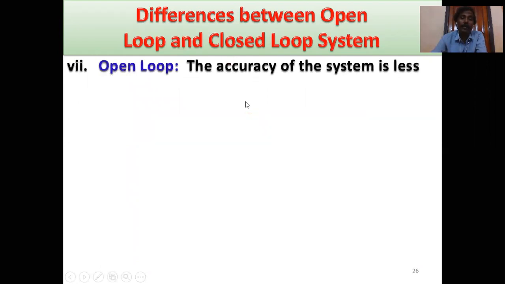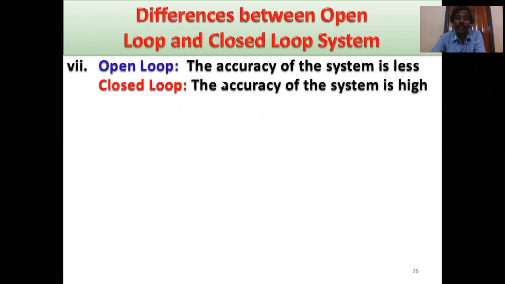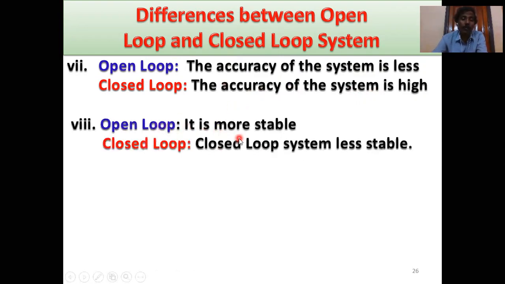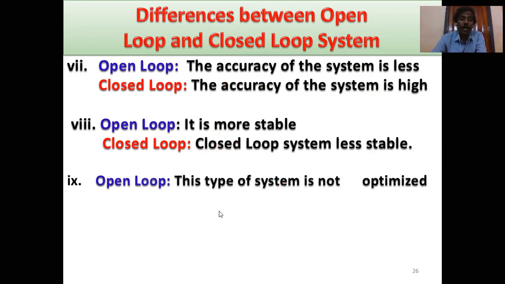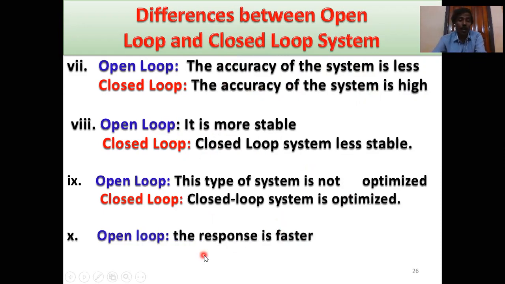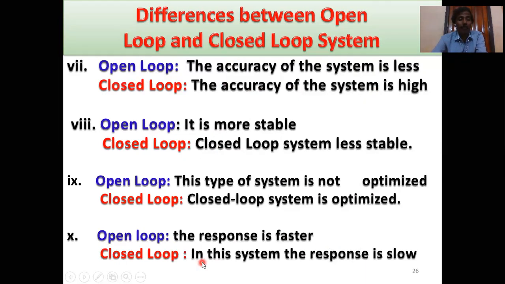Another difference: the accuracy of the system is less for open loop systems, and the accuracy is high for closed loop systems. Open loop systems are more stable, and closed loop systems are less stable. An open loop system is not optimized, and a closed loop system is optimized. For open loop systems the response is faster, and for closed loop systems the response is slow.